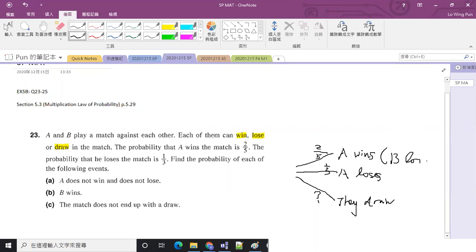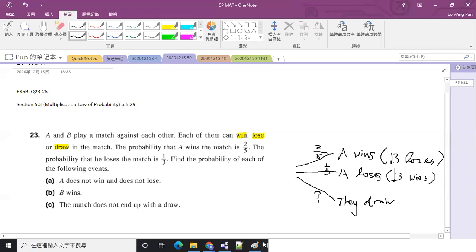Do you understand this? Okay, but what is meant by A loses? That is exactly the same as B wins. And they draw, then A and B both draw the game. Okay, so they tie. No one wins, no one loses.